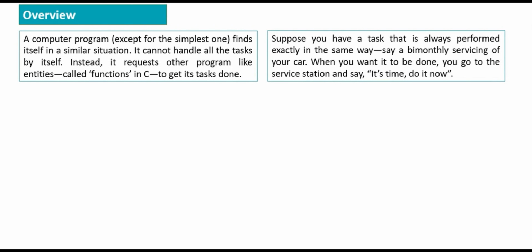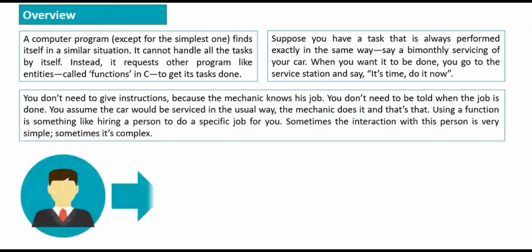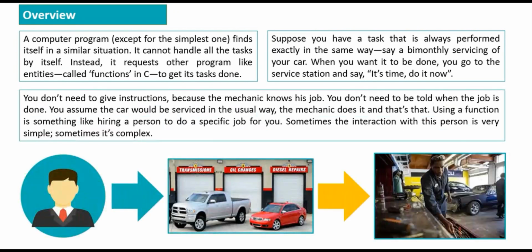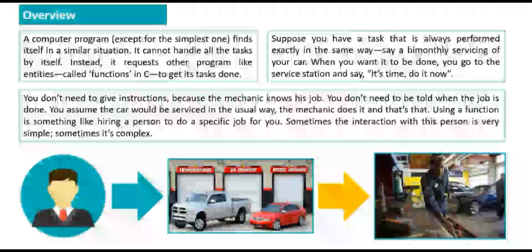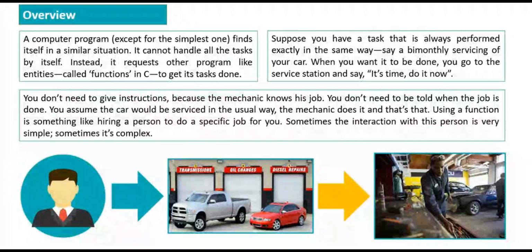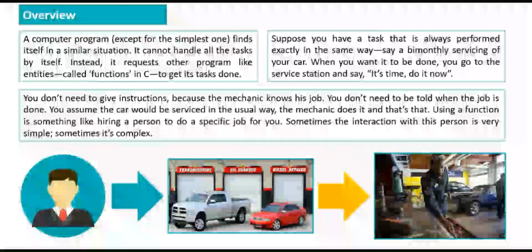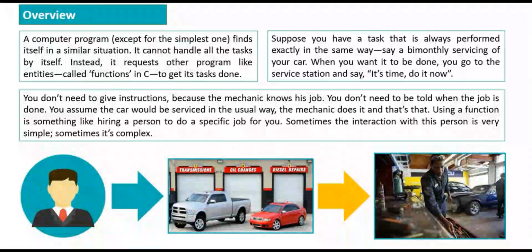Suppose you have a task that is always performed exactly in the same way, say a bi-monthly servicing of your car. When you want it to be done, you go to the service station and say it's time to do it now. You don't need to give instructions because the mechanic knows his job. You don't need to be told when the job is done. You assume the car would be serviced in the usual way. The mechanic does it and that's that. Using a function is something like hiring a person to do a specific job for you. Sometimes the interaction with this person is very simple, sometimes it's complex.